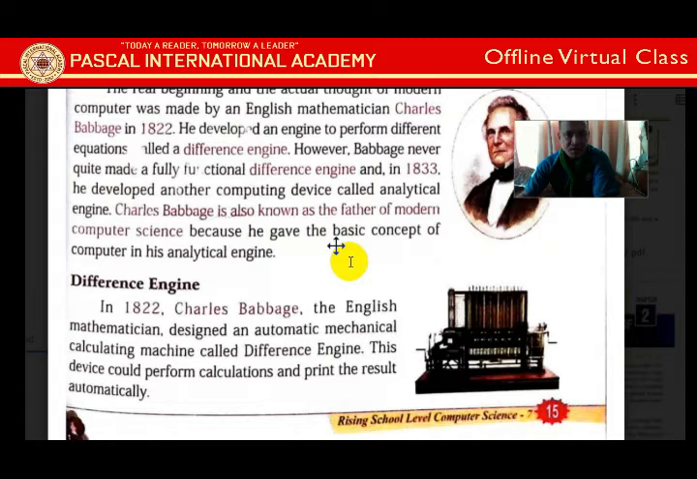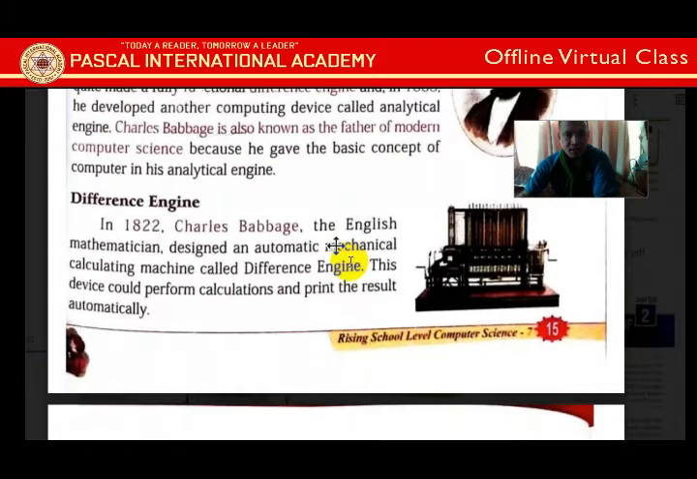So let's talk about the difference engine, what he designed. In 1822, Charles Babbage, the English mathematician, designed an automatic mechanical calculating machine called the difference engine. This device could perform calculations and print the result automatically. So this engine can do printing also. Not only input, not only processing, but output also it can do.